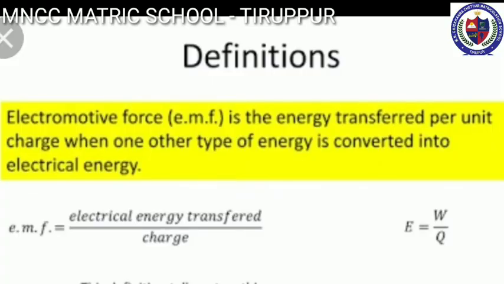Next, let's see about electromotive force. The electromotive force is defined as the energy per unit charge that is converted from other forms of energy to electrical energy to move a charge across the whole circuit. Electromotive force is equal to electrical energy transfer divided by charge, that means E is equal to W divided by Q. Here E means electromotive force, W means work, and Q means charge.